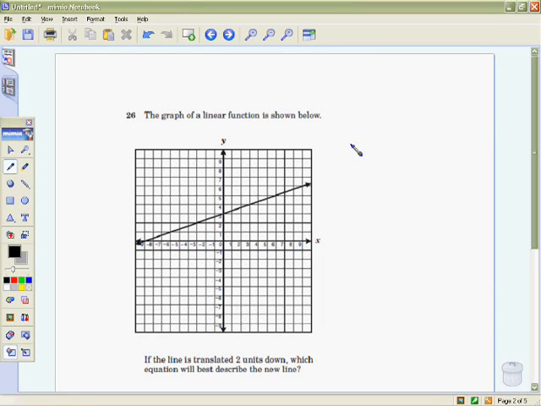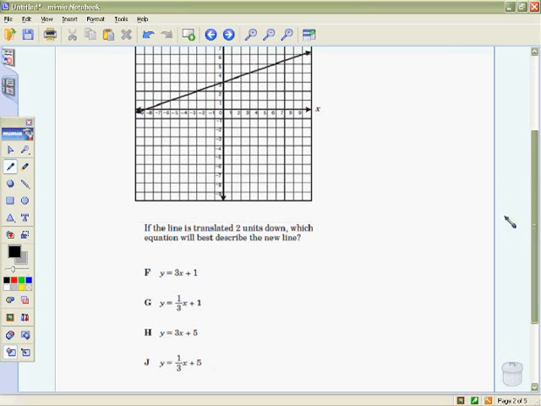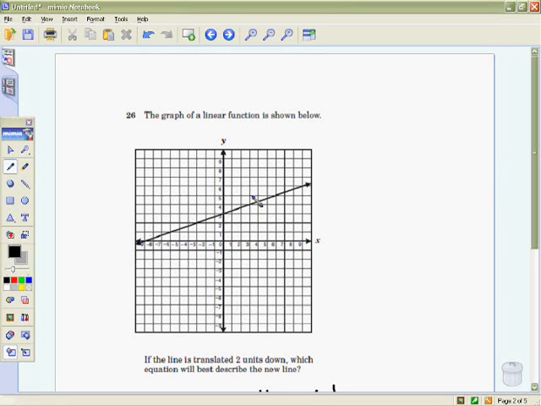Okay, number 26. The graph of a linear function is shown below. If the line is translated 2 units down, which equation will best describe the new line? If we look at our answer choices, we'll see that they're all in the form of y equals mx plus b. So it would be best if I could determine the equation of this line first. So I need y equals mx plus b.